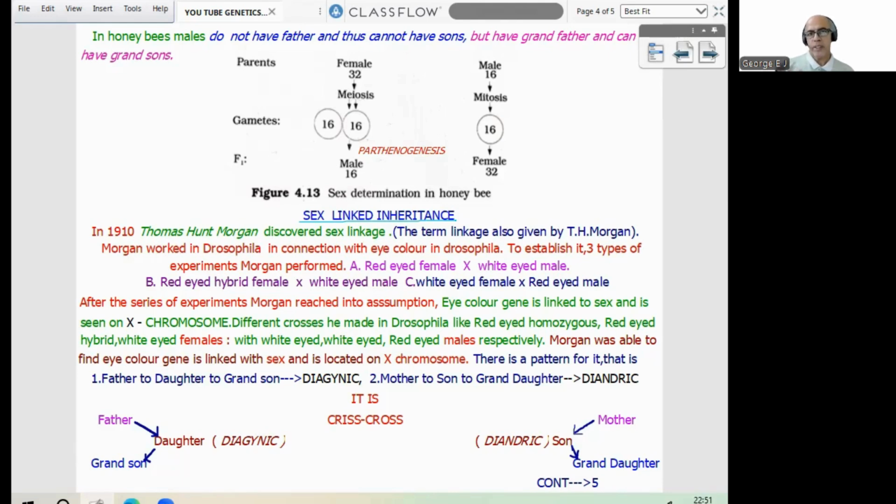Male gamete either aborted or will be fusing with the female gamete, then it becomes a diploid female. But it can have a grandfather and can have a grandson. It's a typical example. I think the idea is clear.